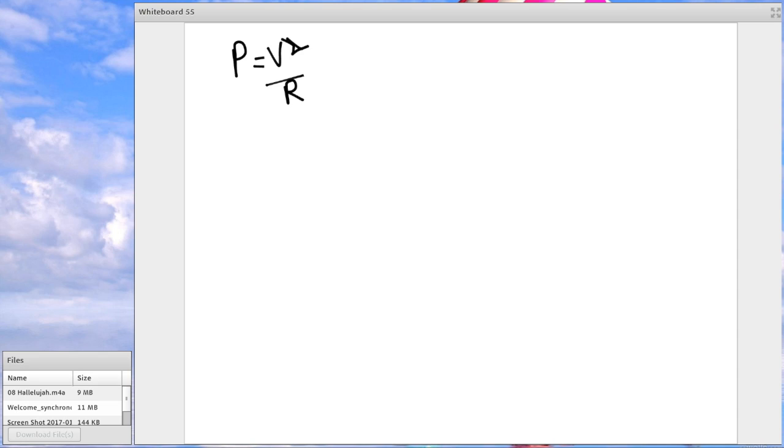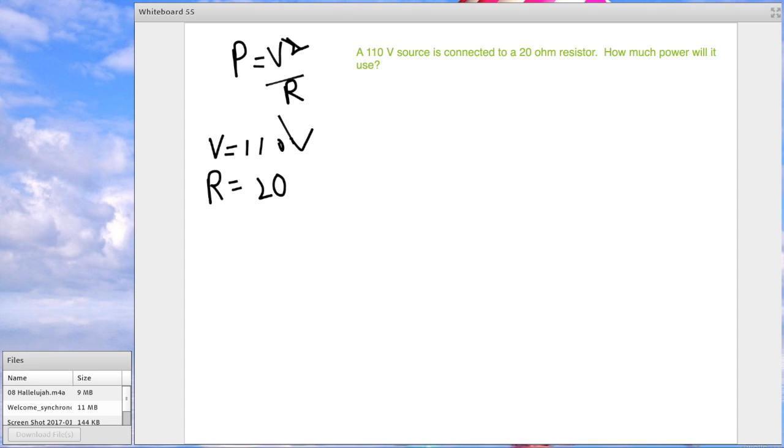Okay, so in this one, we have a voltage of 110. Gosh, I cannot get it to write V's for the life of me. Okay, 110 volts. And then our resistance is 20 ohms. And what is my power? Remember, power is in watts.